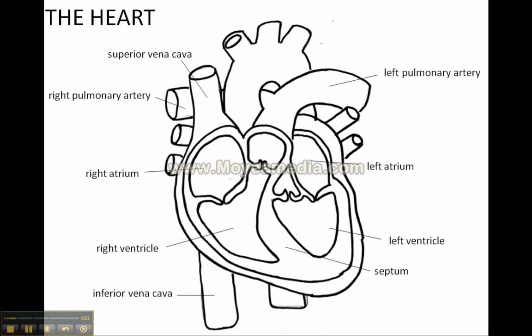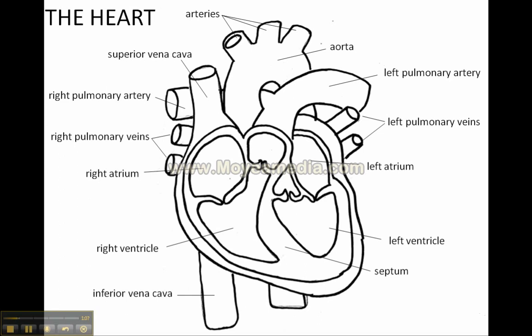The left side of the heart receives blood from the pulmonary circuit via the pulmonary veins and pumps blood through the aorta and arteries to the systemic system.